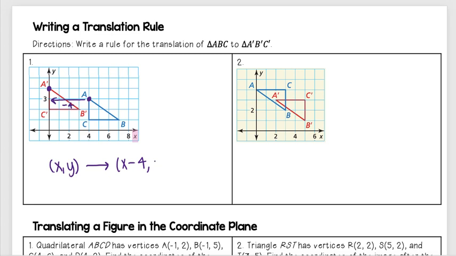And then I need to see how much y changes. So how much am I going up or down? Well, I see to get from here to here, I just go up 1. And so I'm adding 1 to y. So here, this is how much is going left or right. That's how much is going up or down.